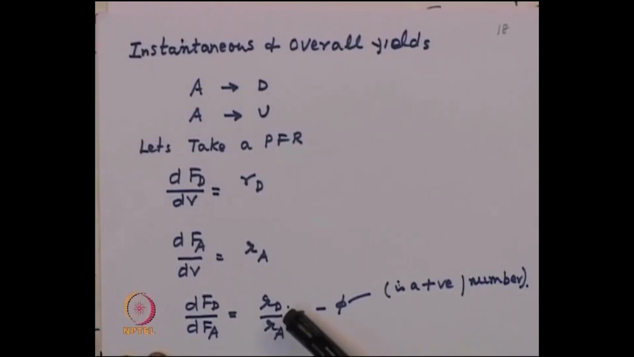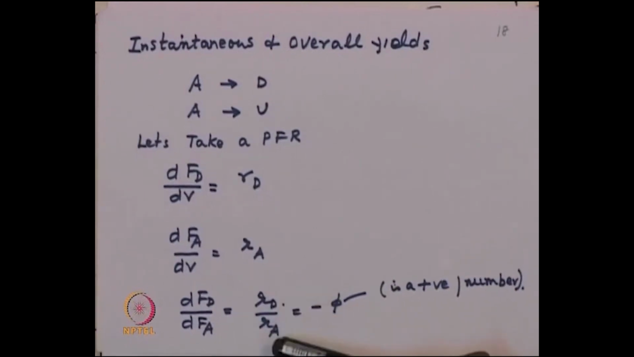The right hand side is a state function. Therefore, this can be determined in various ways, and it is denoted as minus phi to indicate that Rd and Ra have opposite signs. This is consumed, this is formed, just to keep it positive. So, we have minus phi, where phi is a positive number. Phi has the meaning of instantaneous yield, because it is the ratio of two reaction rates. That is why it has the meaning of instantaneous yield.